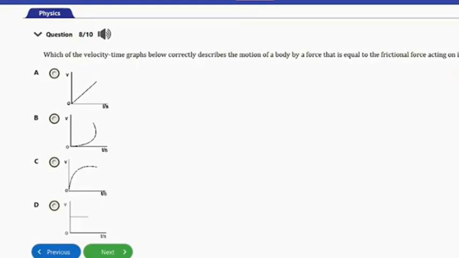So when the force here is equal to the frictional force acting on this body, we will tend to have no change in the motion of the body, and as such, there is no acceleration. So that's option D here. That's the graph in option D. So let's go ahead and consider the next question, guys.